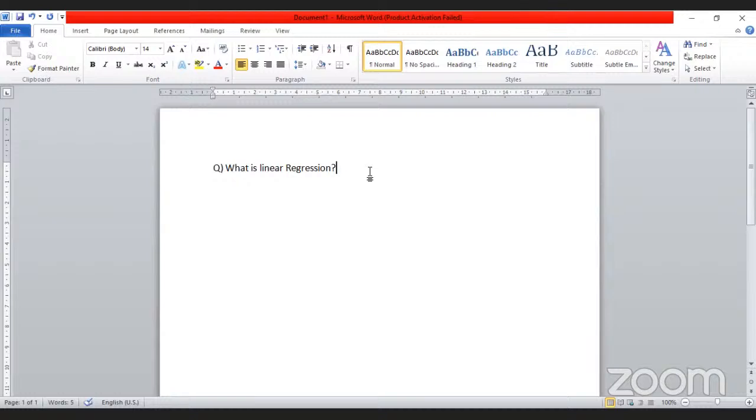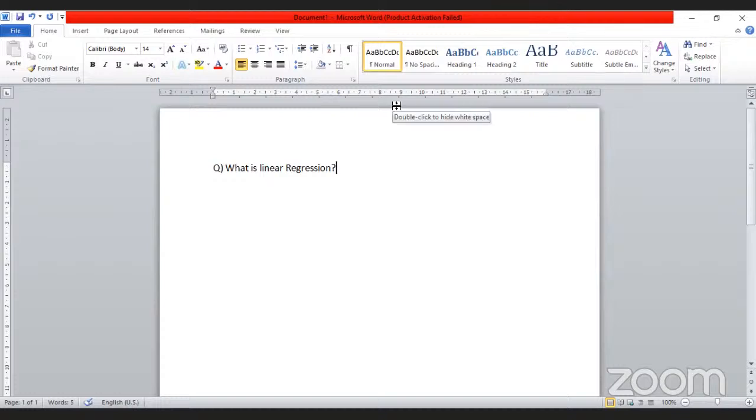Okay, so the answer to this question is, the linear regression algorithm tells us about the linear relationship between the dependent and independent variable. That's why it is called linear regression, right? We have a linear relationship of dependent and independent data in linear regression. That's why it is called linear regression.